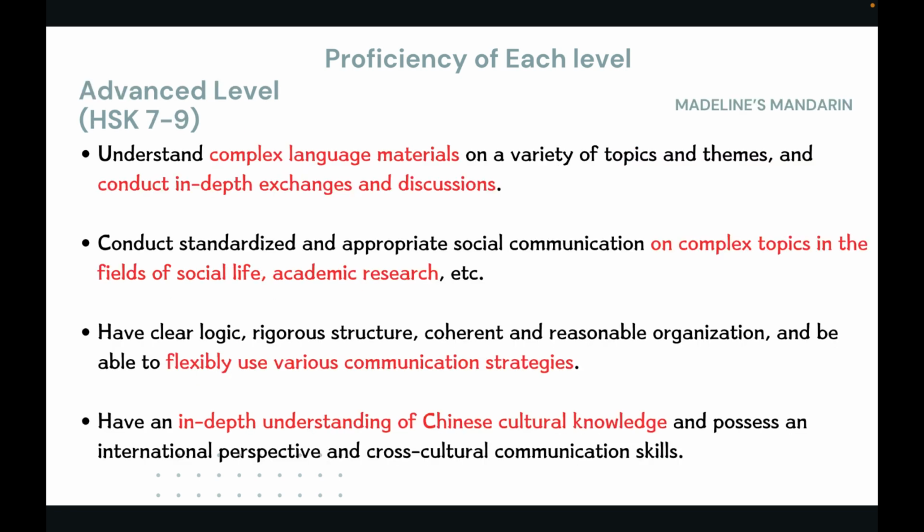Advanced level, HSK 7 to 9. Understand complex language materials on a variety of topics and themes, and conduct in-depth exchanges and discussions. Conduct standardized and appropriate social communication on complex topics in the fields of social life and academic research. Have clear logic, rigorous structure, coherent and reasonable organization, and be able to flexibly use various communication strategies. Have an in-depth understanding of Chinese cultural knowledge and possess an international perspective and cross-cultural communication skills.